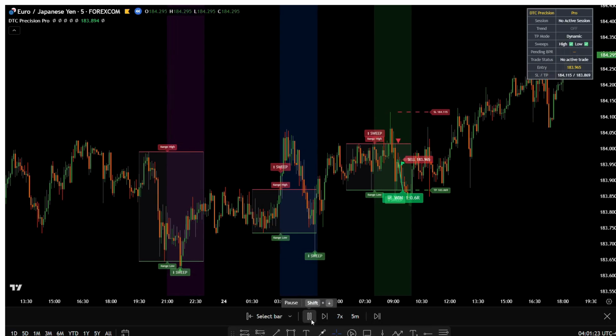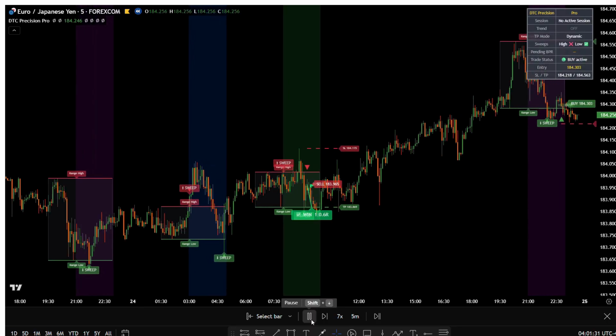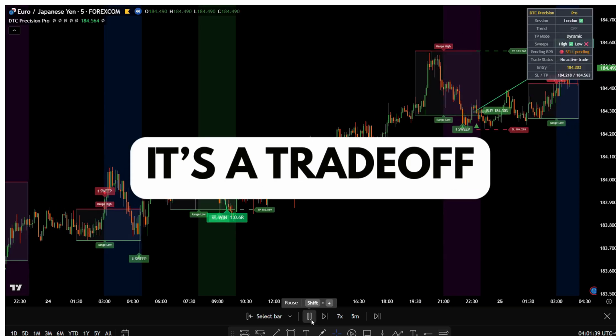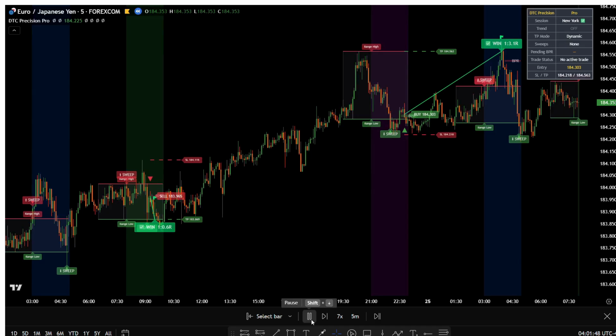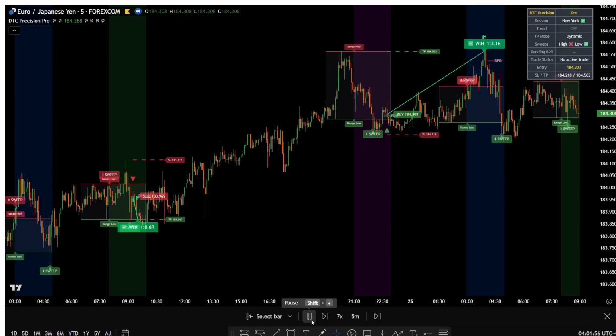This can help filter out losing trades in strongly trending markets, but it will also filter out some winners, especially during session opens when price is transitioning. It's a trade-off. We'd suggest testing with it on and off on your specific pair and session. Compare the full table stats to see if it improves your results.